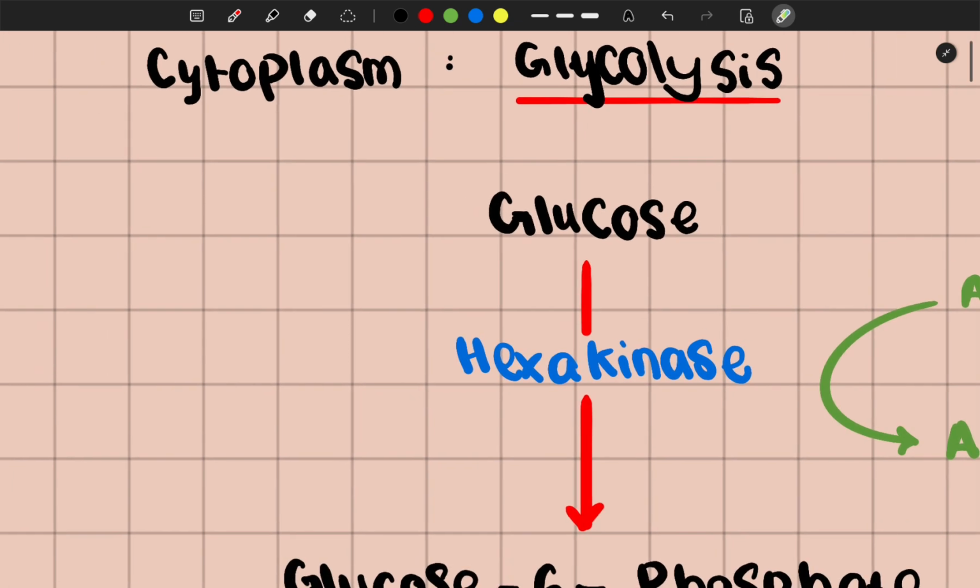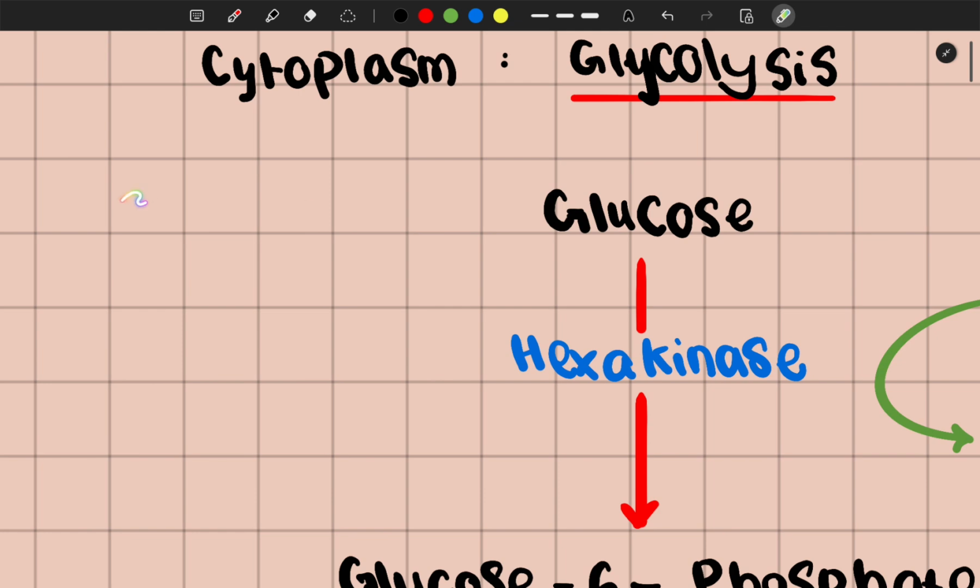So let's get a big picture over here first. We input two molecules of ATP, and as the pathway runs, we get a total of four ATP molecules. So that's a net gain of two ATP per pathway. And along with that, we also get two NADH molecules. NADH is another energy rich compound.